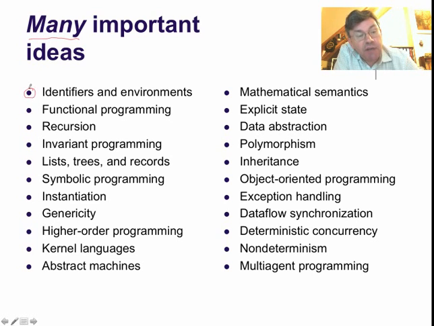Basic ideas such as identifiers, environments, starting with functional programming, of course, recursion, programming with invariants, with lists, trees, and records, so symbolic programming, and then instantiation, genericity leading to higher order programming, kernel languages, abstract machines, mathematical semantics, explicit state, data abstraction, polymorphism, inheritance leading to object-oriented programming, exception handling, data flow synchronization leading to deterministic concurrency, non-determinism, and finally multi-agent data flow programming. And so we will have really seen a very wide spectrum of ideas.